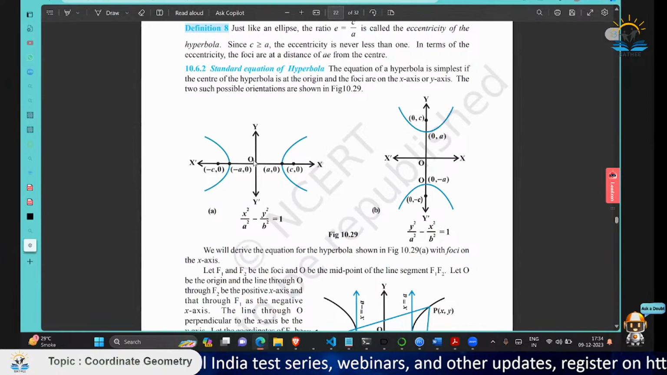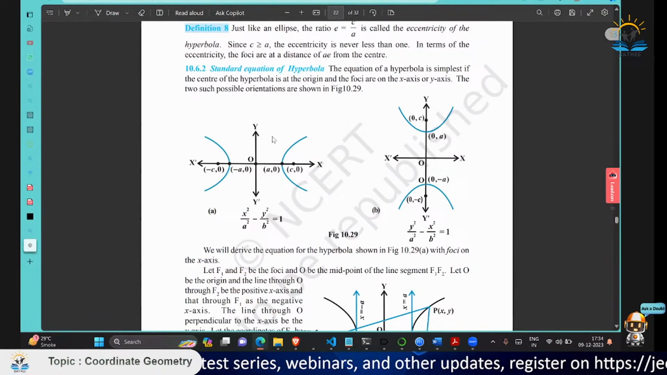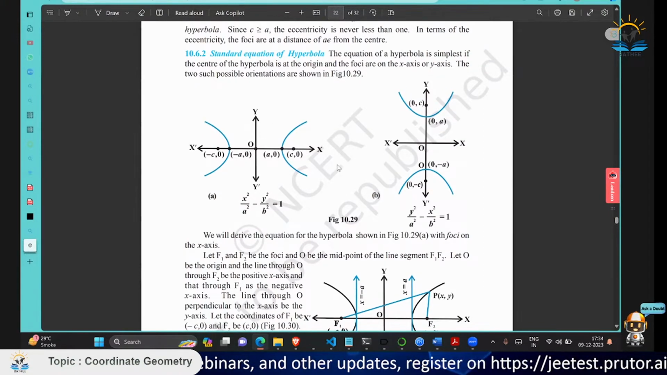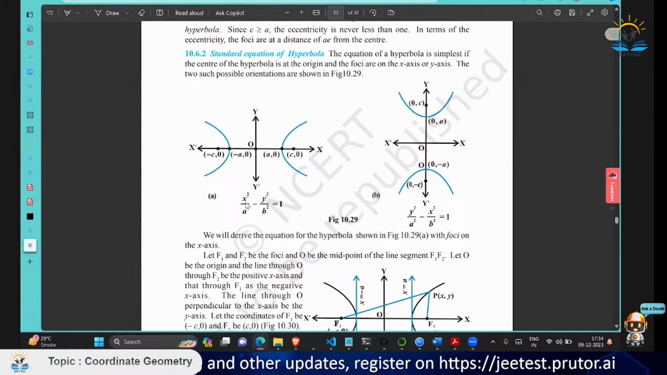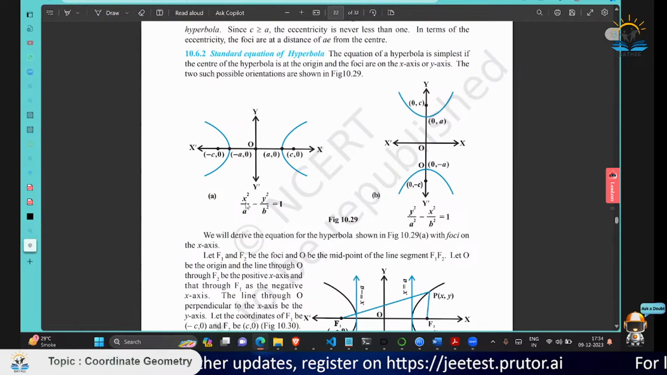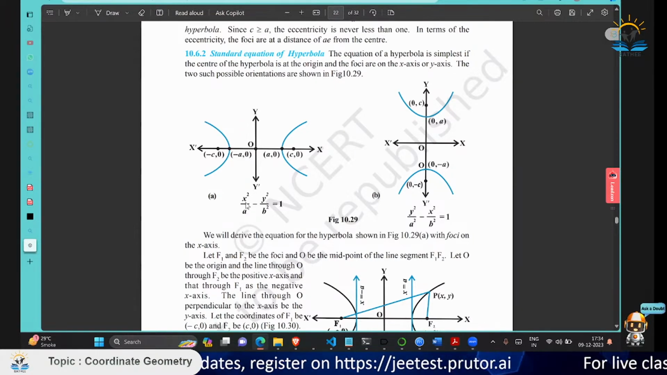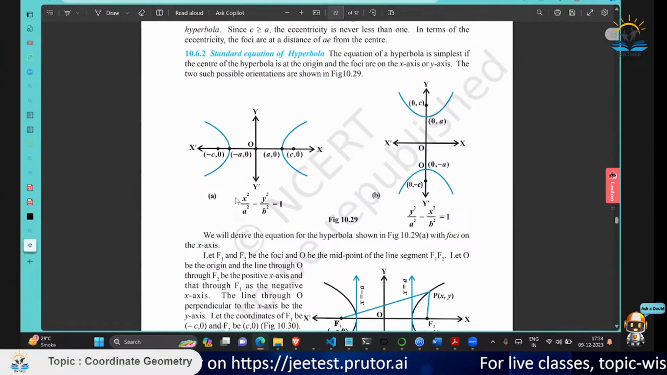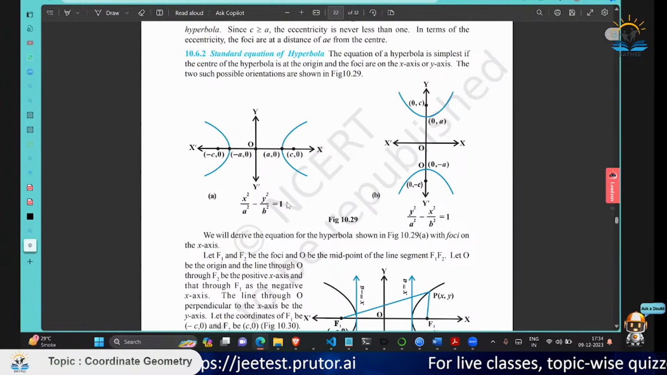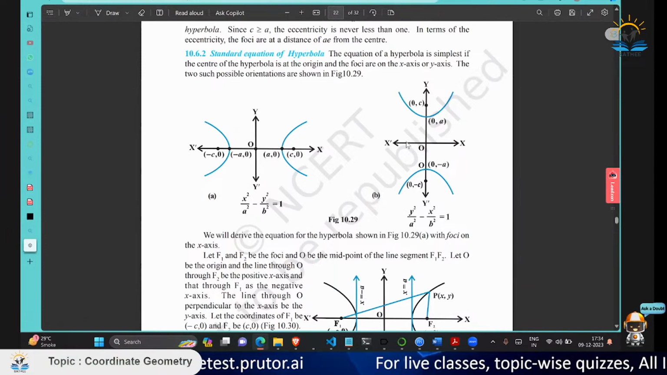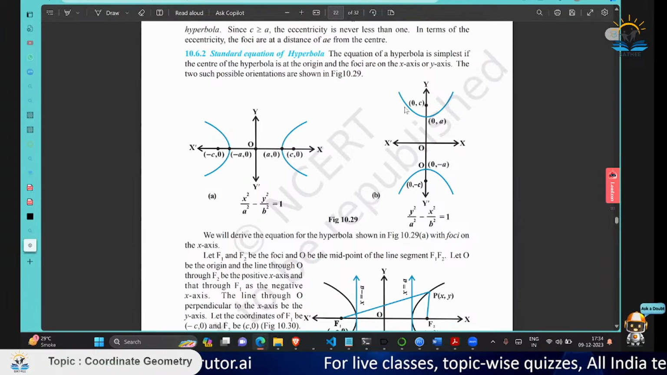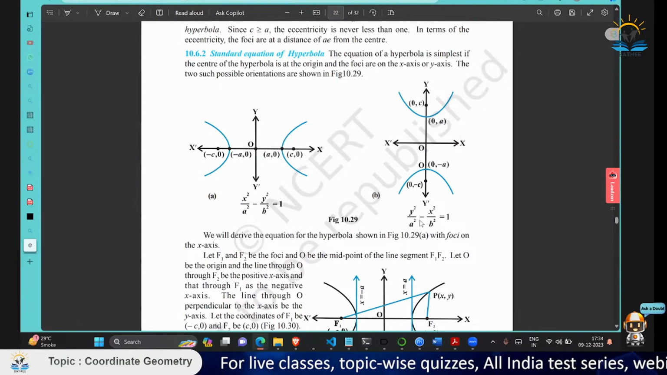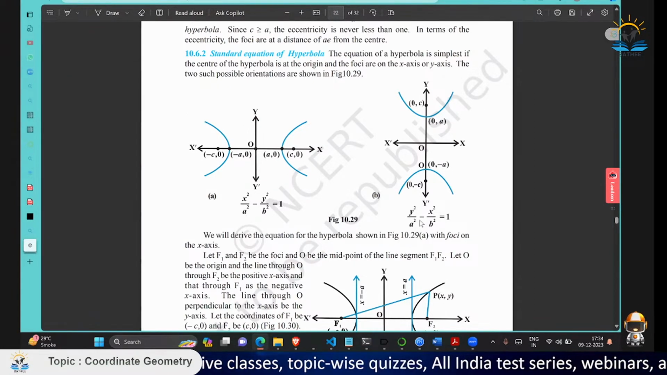Again, these two standard hyperbolas are there. I just now told that the standard form equation of a hyperbola is x square upon a square minus y square upon b square equal to 1. And in the case where we change the axis, it's y square upon a square minus x square upon b square equal to 1.